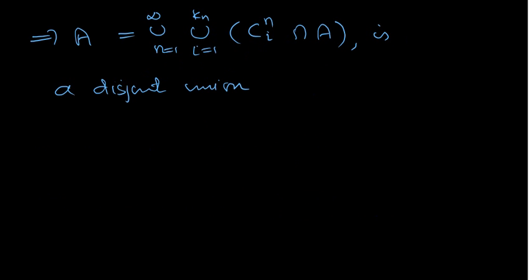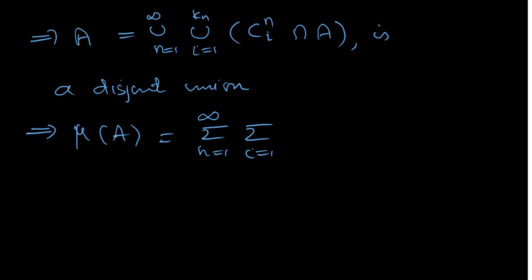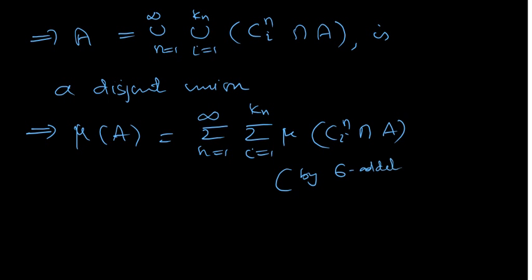We can apply the sigma additive property of mu because mu is a measure. Mu of A it will be equal to summation. It will be equal to double sum now. And then, yes, it will be equal to summation n runs from 1 to infinity, summation i runs from 1 to kn, mu of Cin intersection A, by sigma additive property of measure mu.